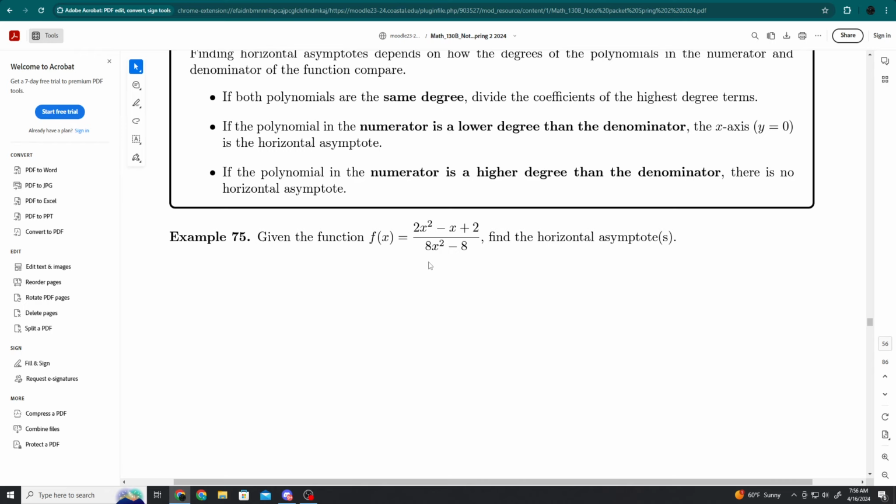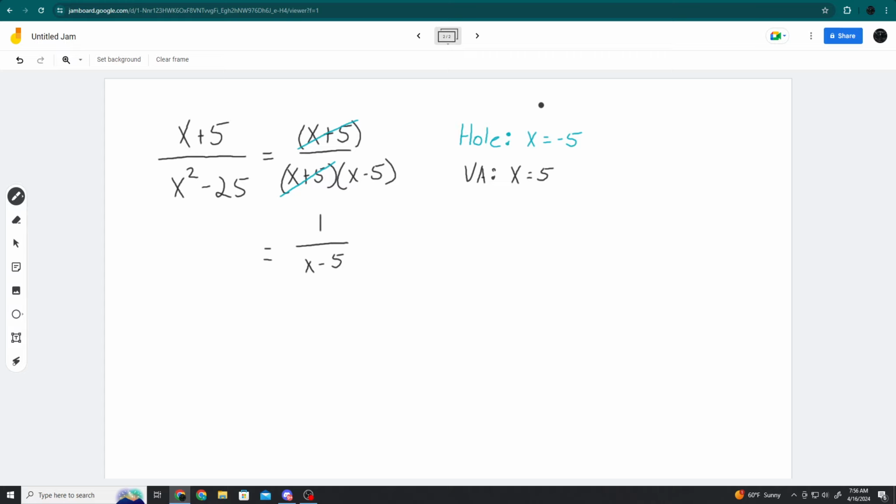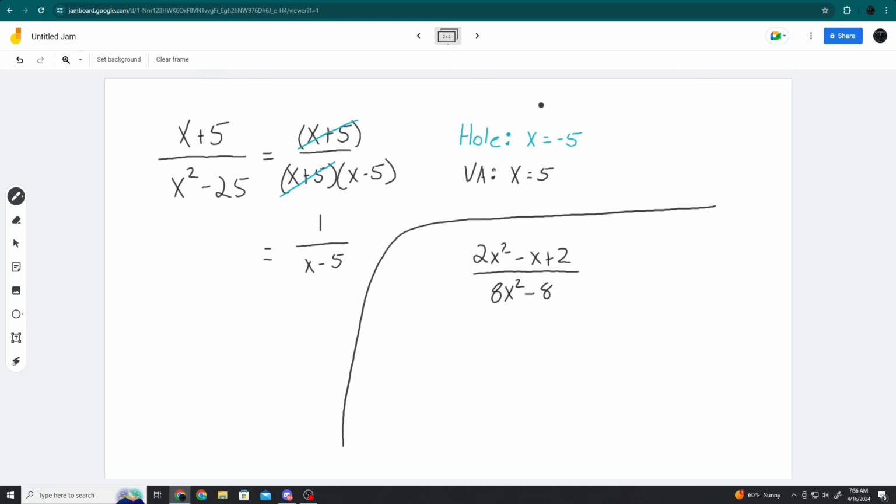If I write this out real quick to showcase what we do, it's not too terrible. We have 2x squared minus x plus 2 all over 8x squared minus 8. For this problem, we only care if there's a horizontal asymptote and what it is. So no factoring is required. I don't care about factoring in this case. It can factor, that's good for it, but it's not necessary.